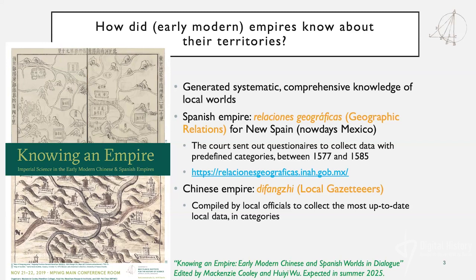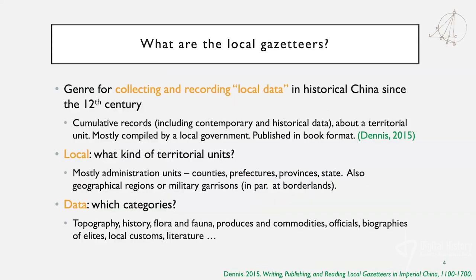And in the Chinese case, the Chinese Empire asked local officials to constantly compile something called Local Gazetteers. These are the places where they collect local data. They actually try to collect the most up-to-date data, with predefined categories. So these are the main genre for collecting and recording local data in historical China since at least the 12th century. It could be earlier.